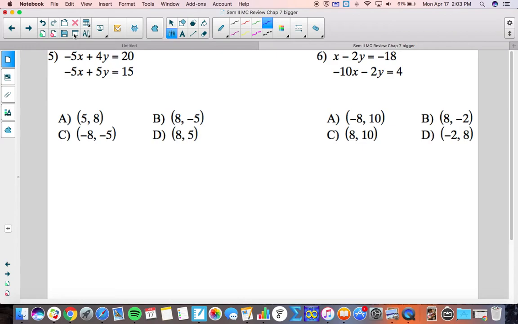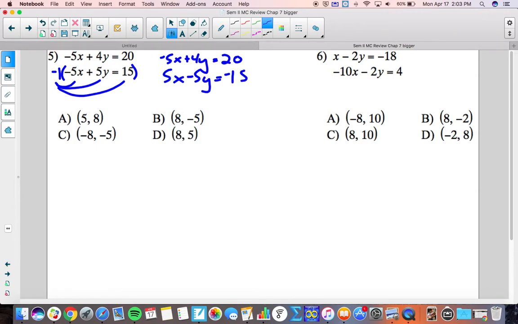Sometimes you have to create some opposites. So here on number 5, the opposite of -5x is positive 5x. So you could multiply the bottom equation by -1 to get a positive 5x. So we have -5x on top. I'm rewriting the top equation. And on the bottom, once we distribute, we get 5x. And then this becomes a -5y. And this becomes a -15. So now the x's do get eliminated.